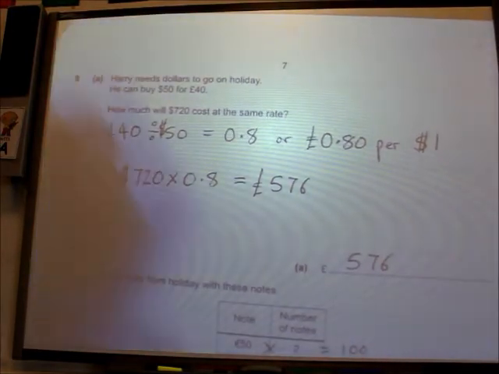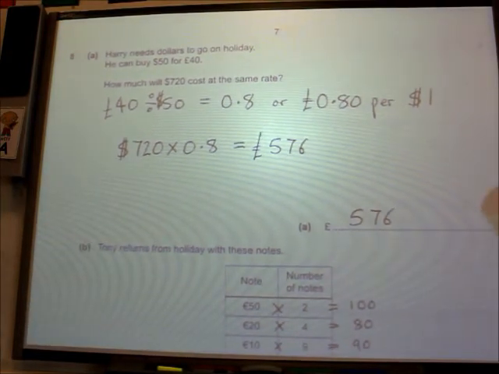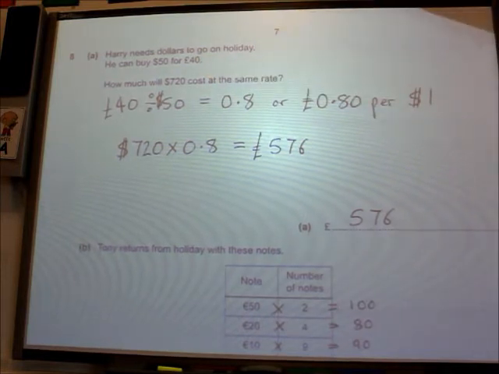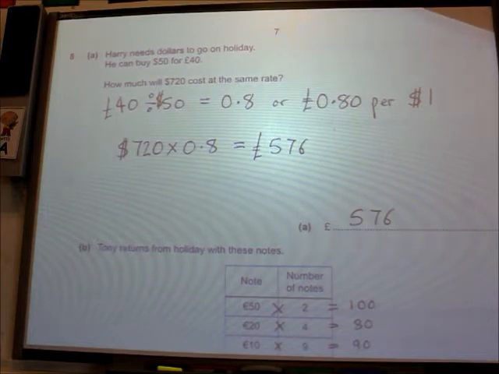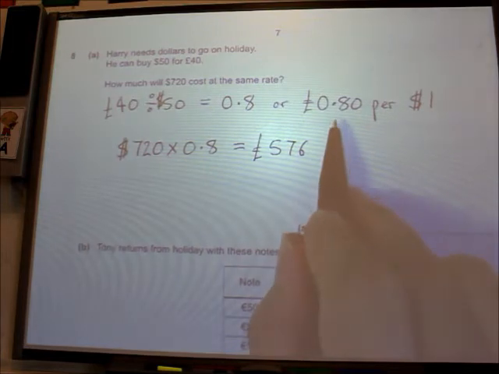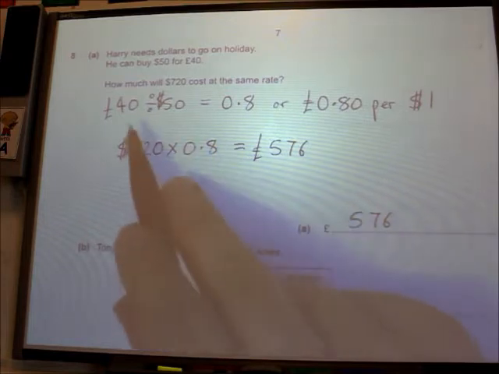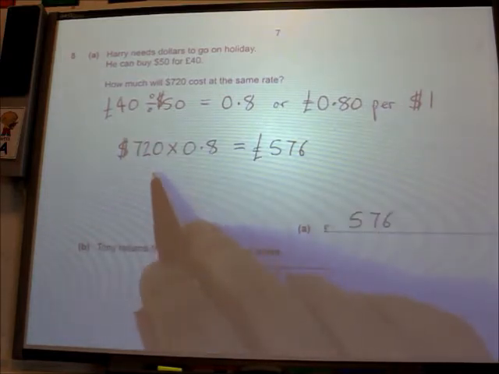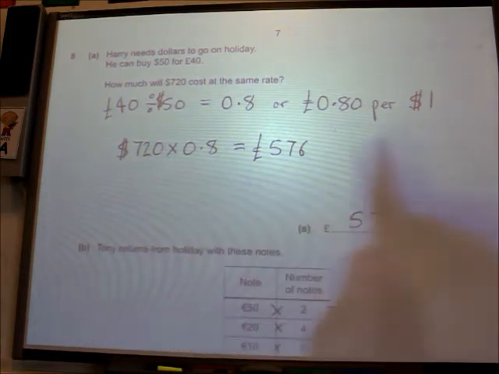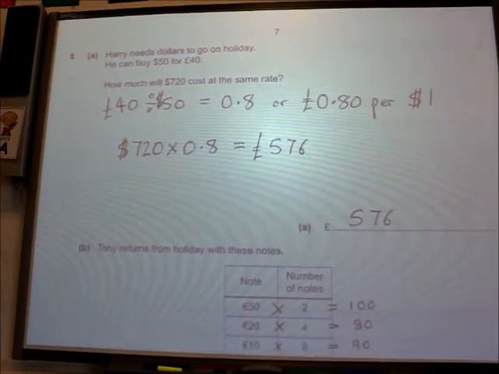Question 8. Harry needs to go on holiday. So this is probably a currency conversion question. He can buy $50 for £40. How much will $720 cost at the same rate? Okay, so what I've done, I've worked out that it is 80 pence to $1, by doing 40 divided by 50. So what I'm going to do is multiply 720 by 0.8, which I got before. It's 80p per dollar, and it gives me £576. Right.